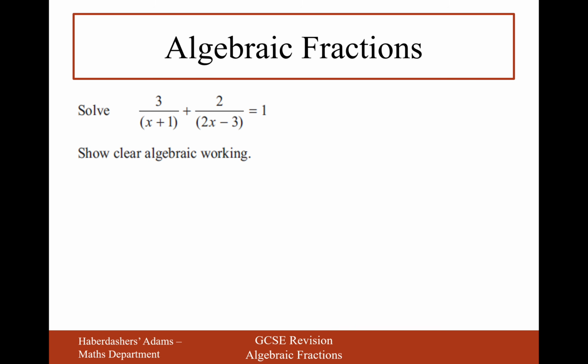Back to these tricky ones. Okay, so with this tricky one here, we need to make it a common denominator of x plus 1, 2x minus 3 on the denominator of both of them.